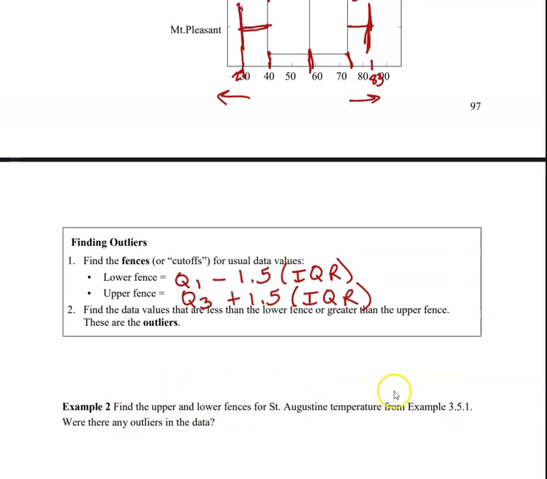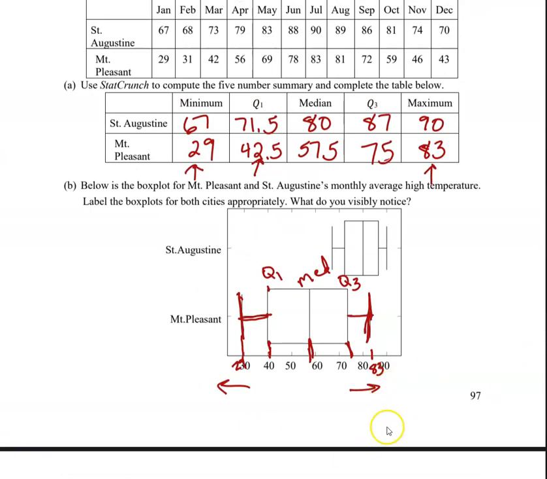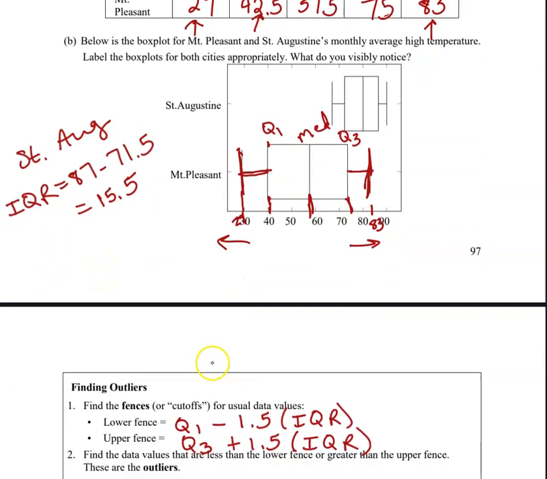Were there any outliers? Let's calculate for St. Augustine. Let me go back to St. Augustine. We need the IQR. For St. Augustine, the IQR would have been, I'm just writing it here so I can see the numbers in front of me, 87 minus 71.5. That gives me 15.5 for the IQR.